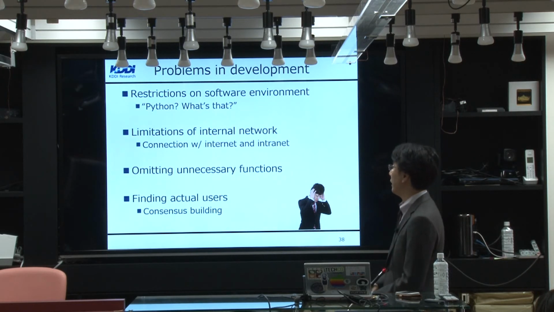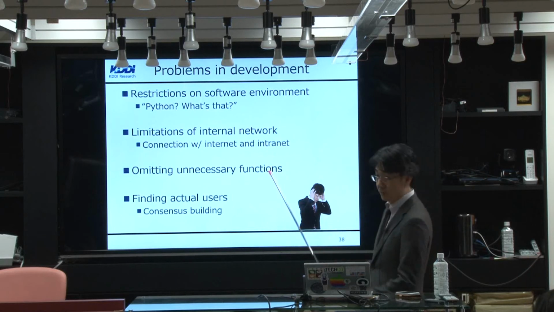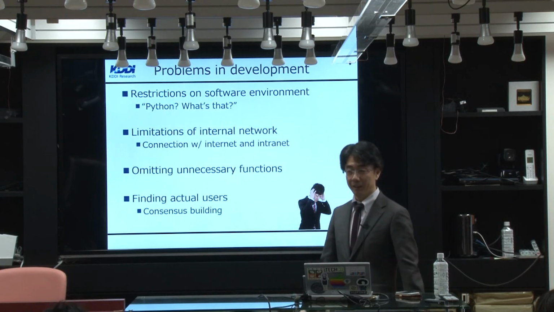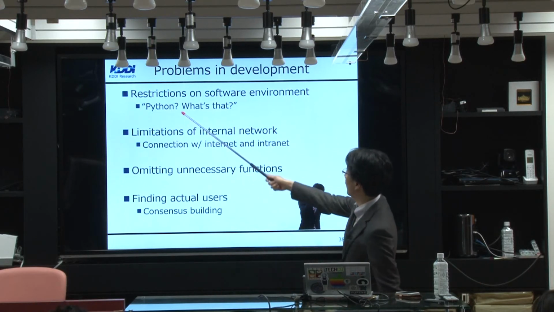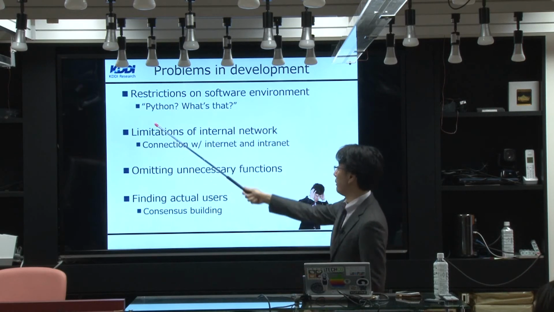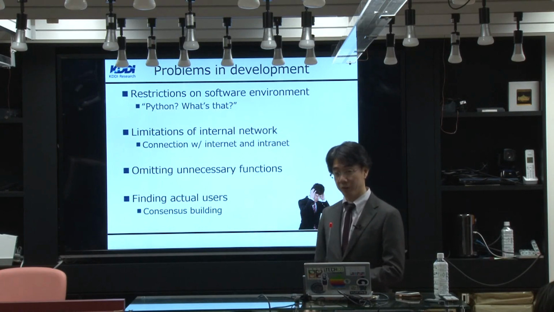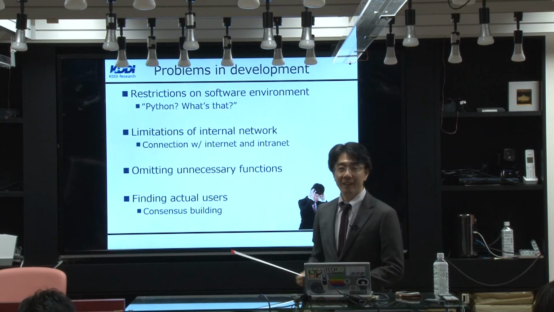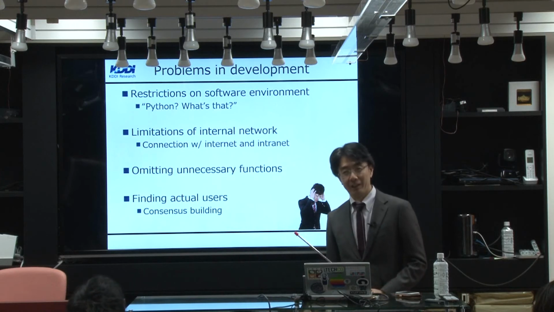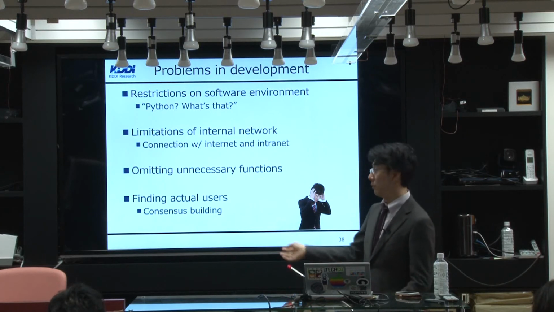During the development, a lot of problems happened. Since this was not research development, but development for actual business people, they had their own rules and their own situations. For example, very strict restrictions on software environments. We were using Python, which is a good programming language for text analysis and machine learning, but they didn't know what that was. So they wanted to build the thing on, for example, Java, which has Oracle, a big company, supporting the environment. That was what they wanted.